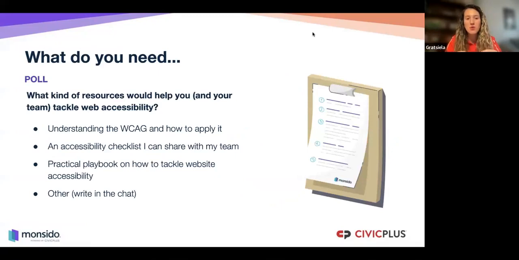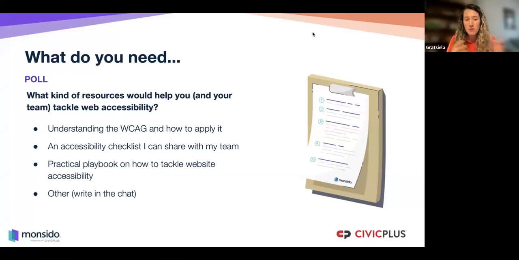Maybe you need something more to understand the WCAG requirements and how to apply them, something more practical. Maybe you need an accessibility checklist that you can share across all of your organization, so also external content creators or content contributors can follow this checklist and make sure that they're providing a piece of content that is answering our accessibility needs, so they can tick the boxes. Maybe some kind of a practical playbook that can help you tackle accessibility, or something else.